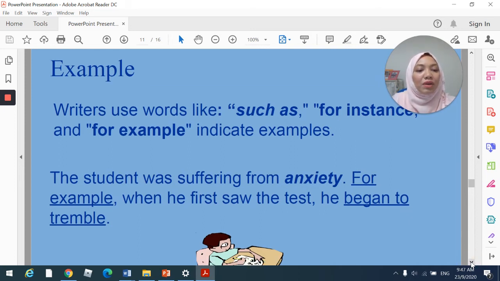So here you have to be able to visualize whatever example is given in the sentence. When you visualize, you know, oh, anxiety is like this. When you are given a test or when you sit for your speaking test, right? When you're given 2 minutes to prepare, then you start to have anxiety. Why? You're worried, you tremble.